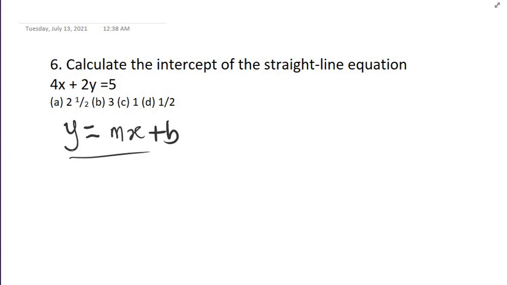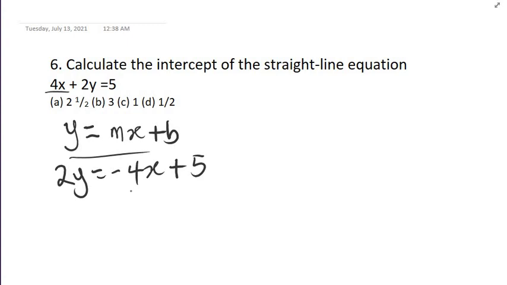Rearranging that, we have 2y equals 5. Now move 4x to the right hand side. Let me clean the 5. 4x is a positive number, as it crosses over here it will turn to a negative number, but 5 is already a positive number, so this will be plus 5.